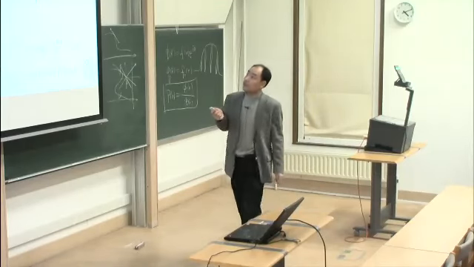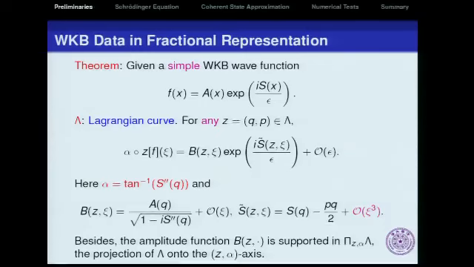So given a simple WKB wave function like this, and I denote lambda as its associated Lagrangian curve. Then for any phase point on this Lagrangian curve, you can express this wave function in this fractional representation. It's a fractional representation I just introduced, and it's still of the WKB type. It's still like this, and here alpha is the direction angle of this Lagrangian curve.